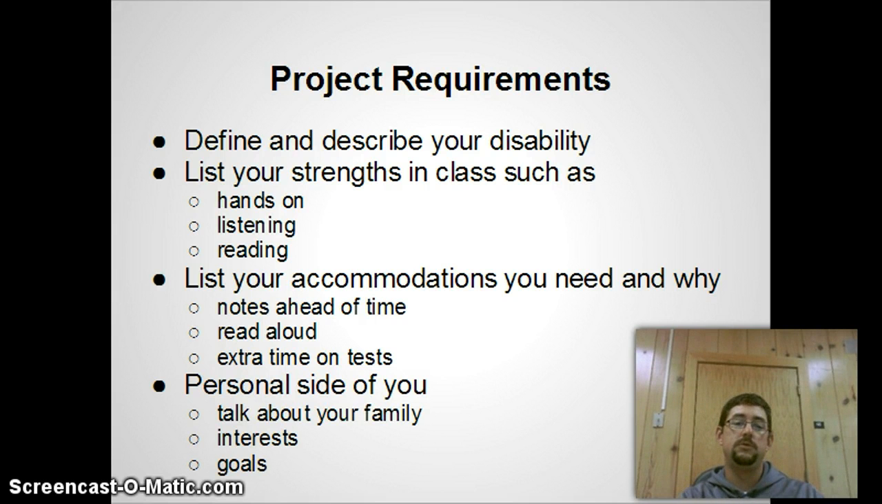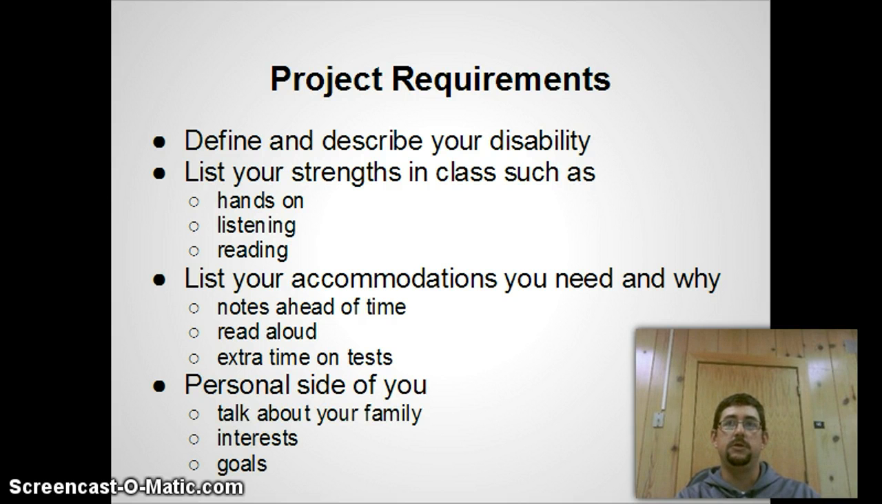Also, you need to talk about the personal side of you. Talk about your family. Talk about your mom and dad. If you have brothers and sisters, cats and dogs, anything. Just anything so that the teacher is able to get to know you outside of the classroom.